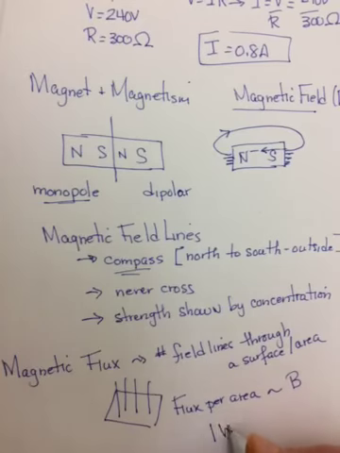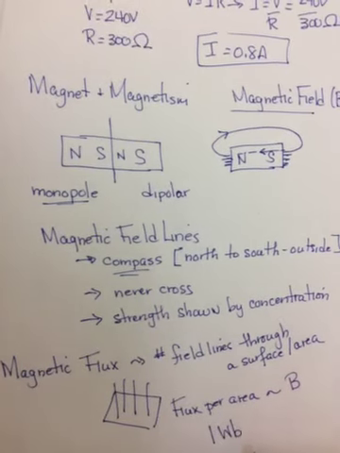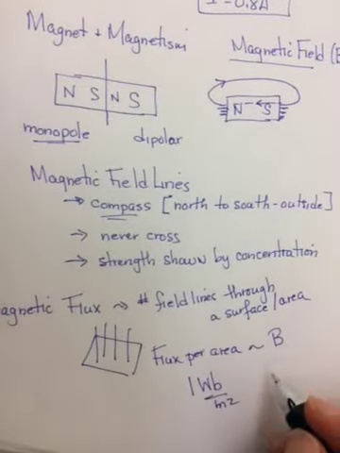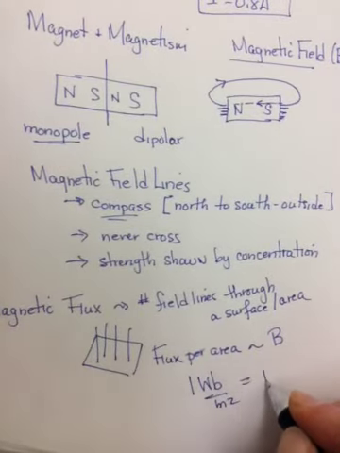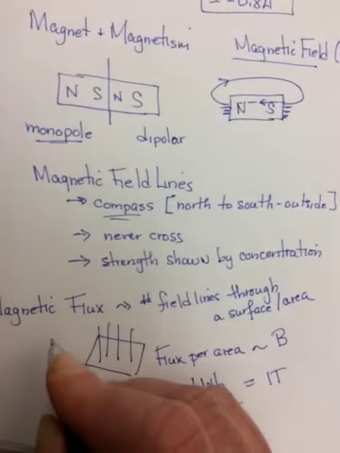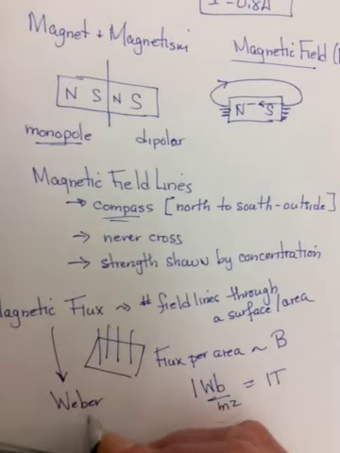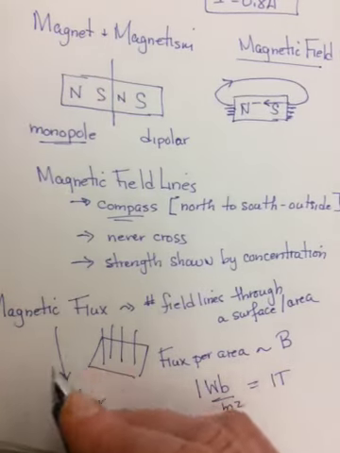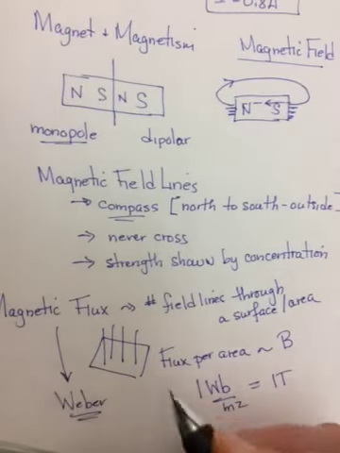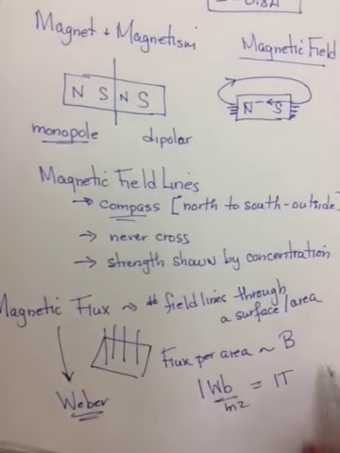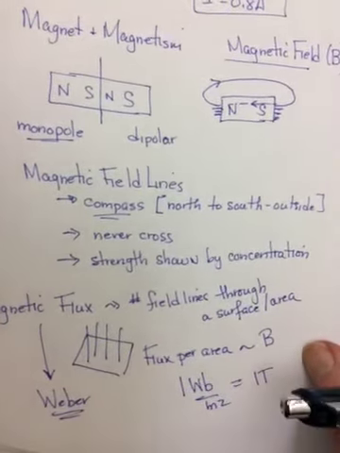So flux is Webers per meter squared, field lines per area, and that will be equal to 1 Tesla. A Weber is the measure of flux. We won't actually be calculating it. This would be like a multiple choice question: what is magnetic flux measured in? And so the number of Webers per meter squared would give us a Tesla.